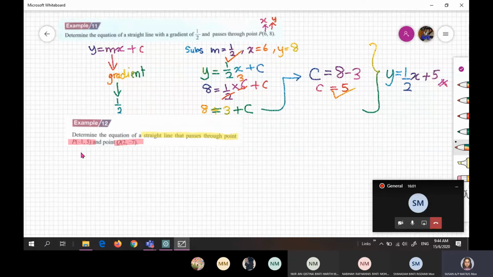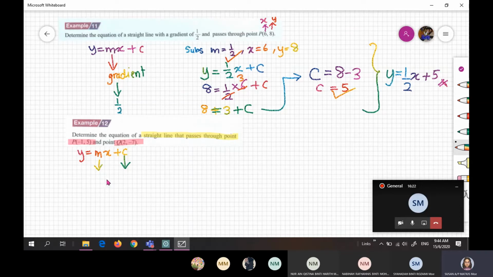Okay, so guys, first step, as you know, when you are writing the equation, you need to know what is M and you need to know what is C. These are the two most important pieces of information that you have to find before you can finalize the equation. So how do you find the gradient when 2 points are given?